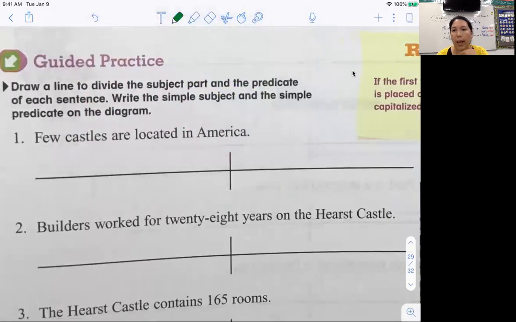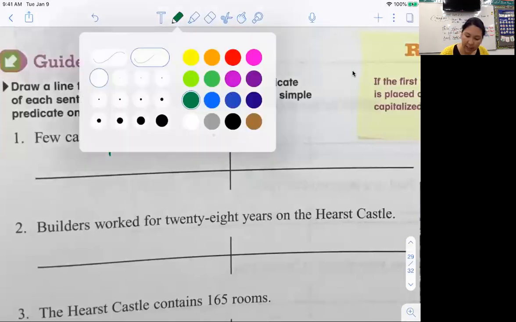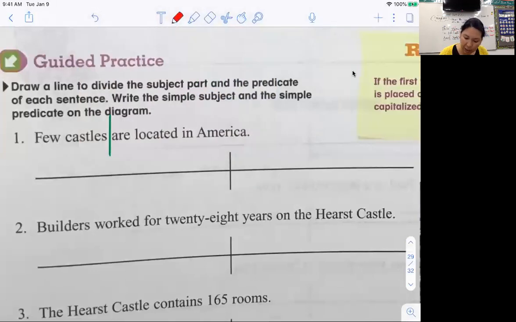Always look for a helping verb first. Do you see a helping verb? Is, are, was, were, have, has, had, am, will. Are. If you find a helping verb, guys, put your green line in front of that. Okay, so are is our helping or linking verb there. Are what? Are located, right, guys? Because located is an action. So underline are located twice. That's going to be my simple predicate.